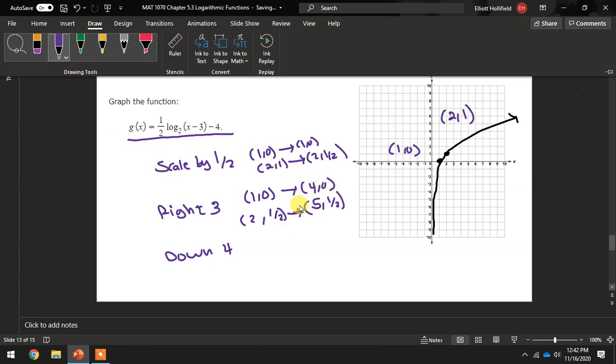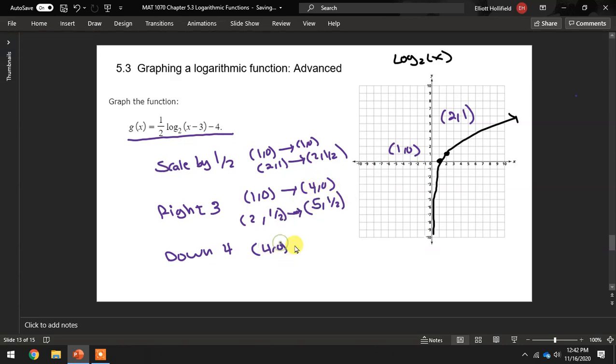Now we work with these ordered pairs. 4, 0 will go to 4, -4. 5, 1/2 will go to 5 comma, subtract 4: 1/2 minus 4 is -3.5. Now we have our new ordered pairs: 4 comma -4, one here, and 5 comma -3.5 right here.